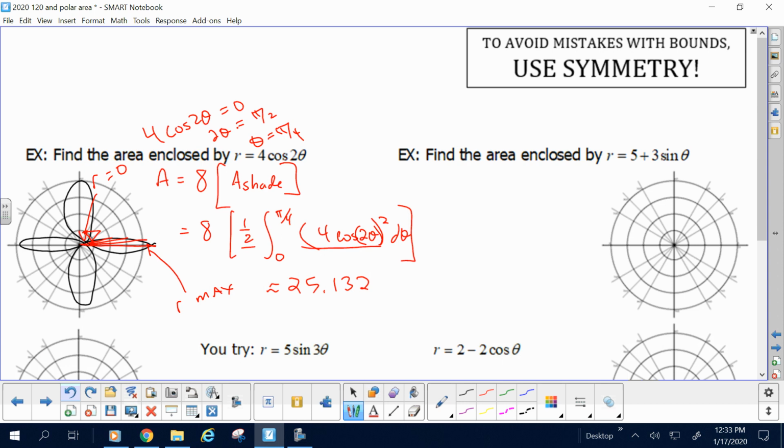5 plus 3 sine theta, what kind of family of graph is it? Limaçon. There are 4 types of limaçon. Do you remember what they are? Convex, that is an egg shape. Concave, which has a dimple. Cardioid. And loop.